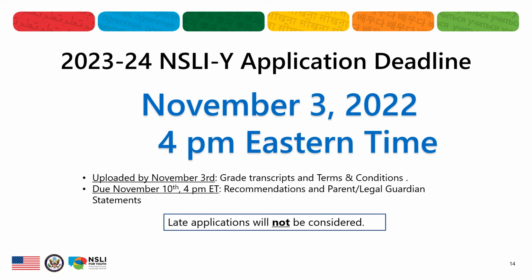Check with parents, recommenders, and school officials to see that they have submitted their portions. You can also check this on the application site. These are due online by 4 p.m. Eastern Time on November 10th. Semifinalist notifications will be made in December. For further information on the application timeline, we recommend reviewing the 2023-24 timeline under the How to Apply tab of the website.